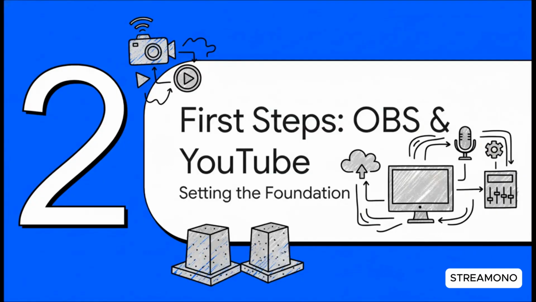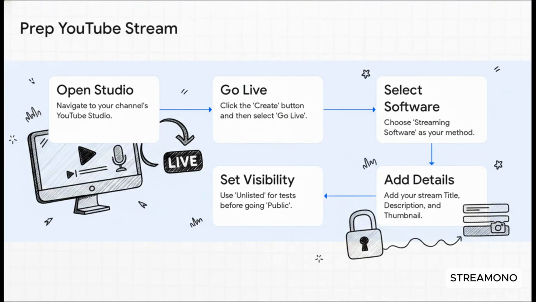All right, let's roll up our sleeves and get our hands dirty. Before we can connect everything, we've got to lay the groundwork. This just involves two really simple tasks: getting your YouTube channel ready and installing OBS. First things first, head over to your YouTube Studio. You're basically creating a landing spot for your stream. Click Create, then Go Live. Fill in your details like the title and description, and here's a huge pro tip: set the visibility to unlisted for your first few tests. This lets you practice without broadcasting to the whole world.